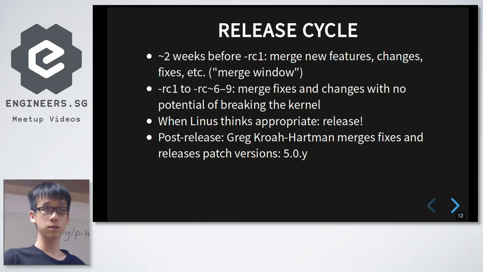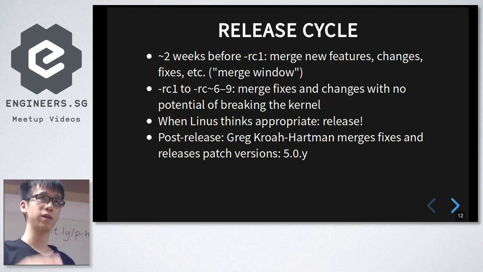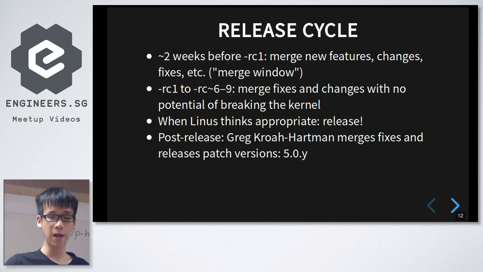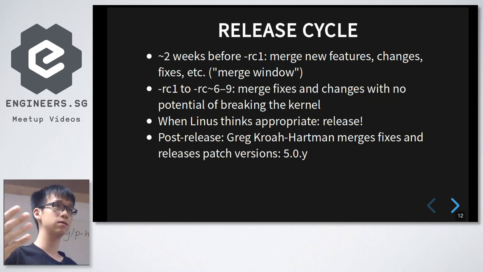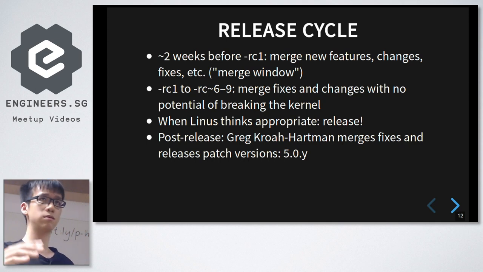Basically, people test the kernel, test the new changes, and fix things. Anything that goes in at this point is just fixes, or things that cannot break the rest of the kernel. When Linus thinks it's about the right time, basically when the patches going in start to dwindle down, he'll release the next version. So a cycle usually lasts about 3 months, but it's really up to Linus.